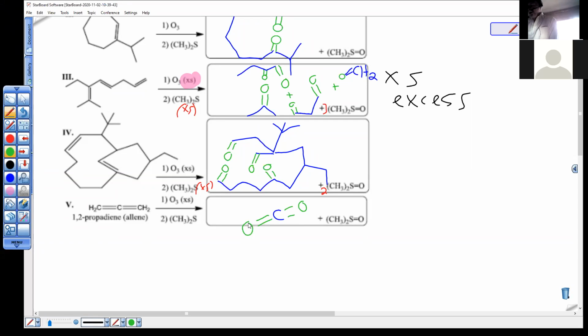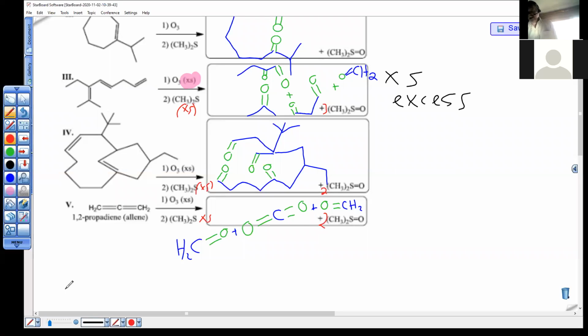And that's not even organic anymore, is it? Then you have an O with a CH2 here. And you have an O with a CH2 over here. 2 molecules of formaldehyde. 1 molecule of CO2. And once again, you would need an excess of both of those parts, making 2 moles of dimethyl sulfoxide. So that's one thing I can ask about ozonolysis.